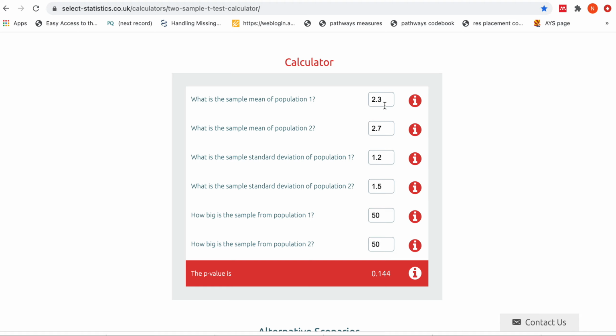Let's change this up a little bit and say that males were 1.9 and females had 3.6. Here we see the p-value changes and it's less than 0.001. So here we would say that there is a significant difference between males and females. So that's how you do a two-sample t-test.